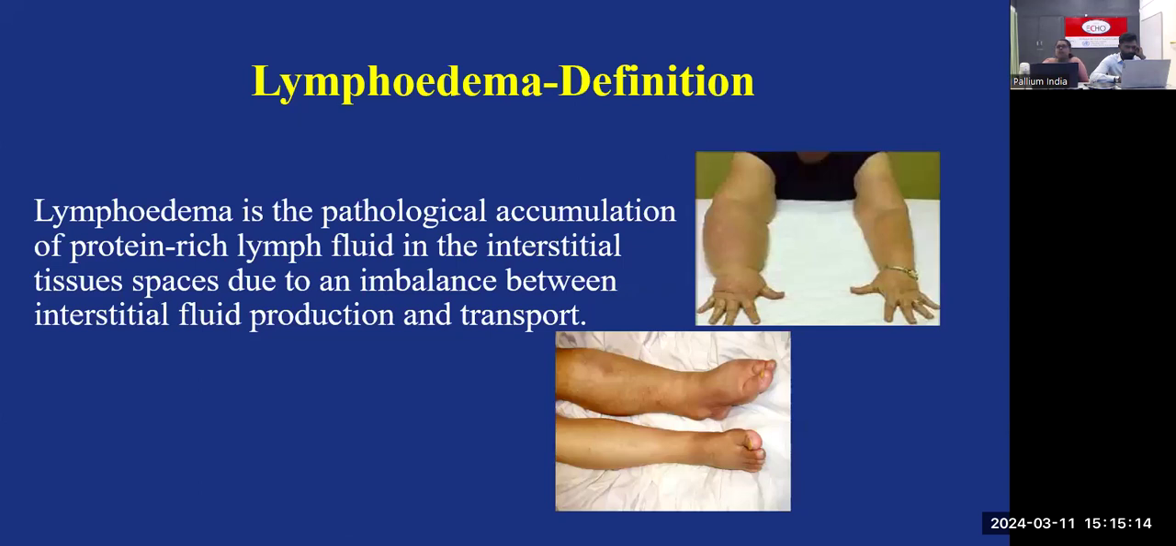Coming to lymphedema. So now you all understand the function, anatomy, and physiology of the lymphatic system. Now we are going to learn what lymphedema is. Lymphedema is the pathological accumulation of protein-rich lymph fluid in the interstitial space due to an imbalance between interstitial fluid production and transport.